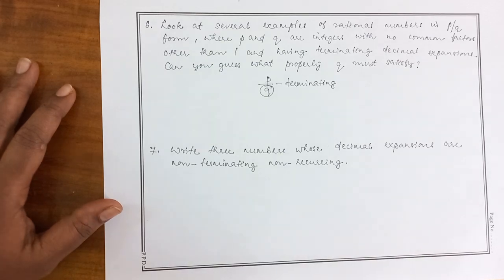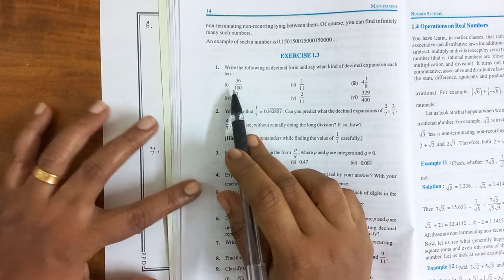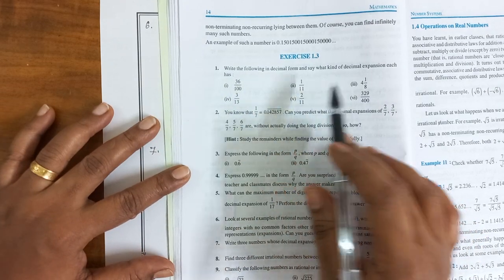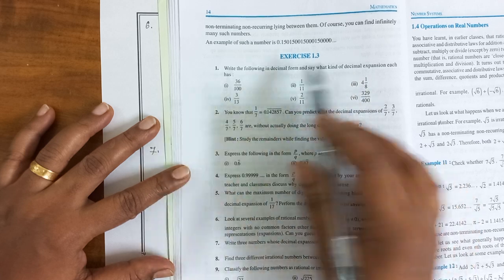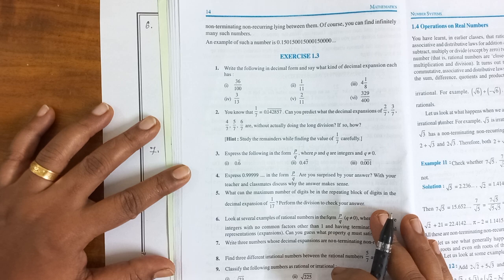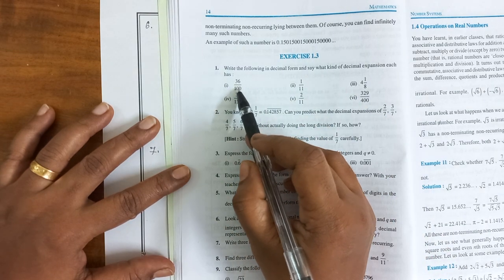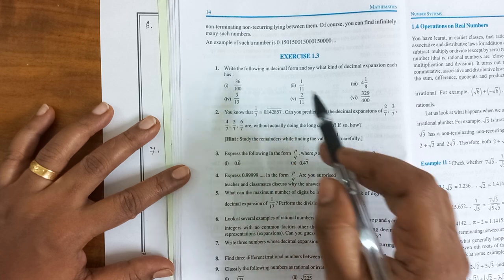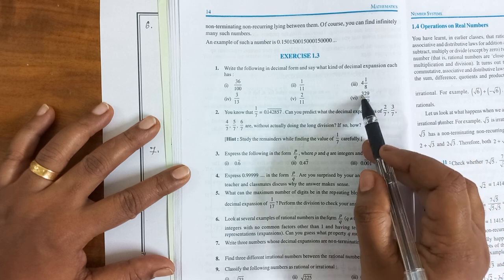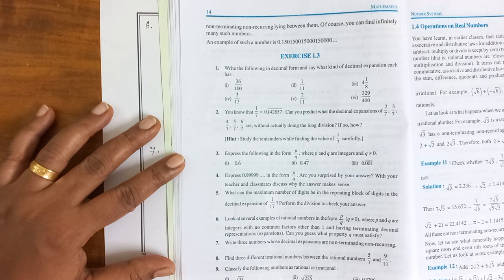In exercise 1.3, in the first question, we have already gone through some of the questions: 36 by 100, 1 by 11, 4 and 1 by 8. In these questions, they are asked to find which kind of decimal expansion these p by q forms have. Here, we get 36 by 100 is terminating. Then 4 and 1 by 8 is terminating. Then 329 by 400 is terminating. These three were terminating in this question.